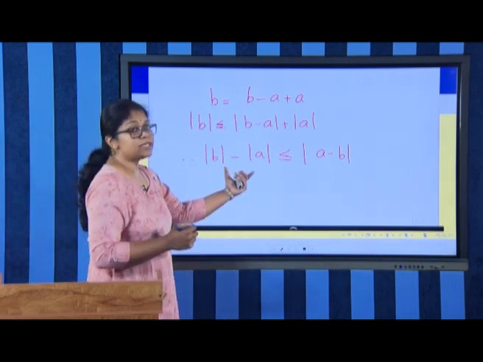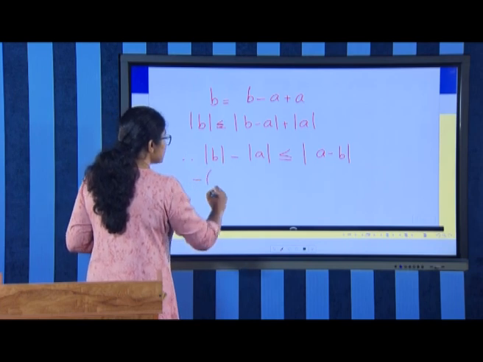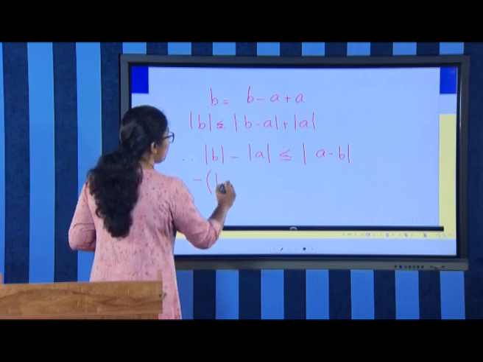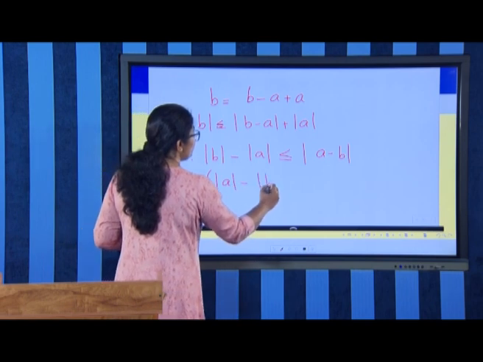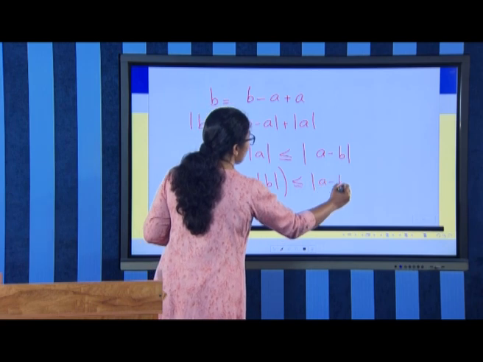Now, what does this result say? This says that if you take a negative sign out, you have negative of mod a minus mod b is less than or equal to modulus of a minus b.